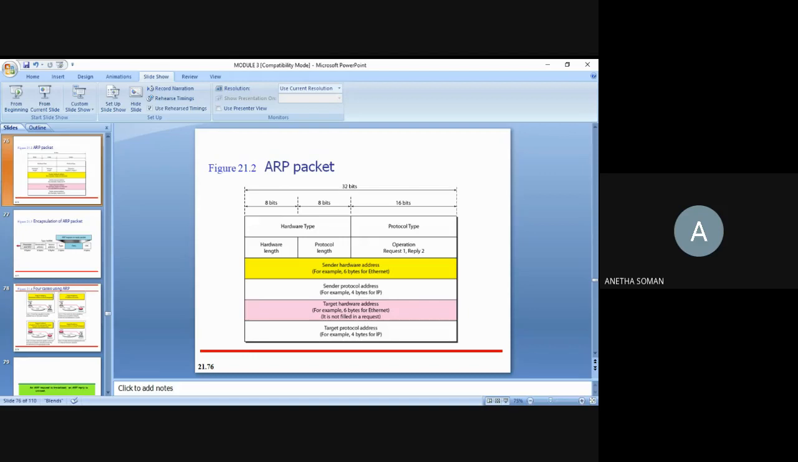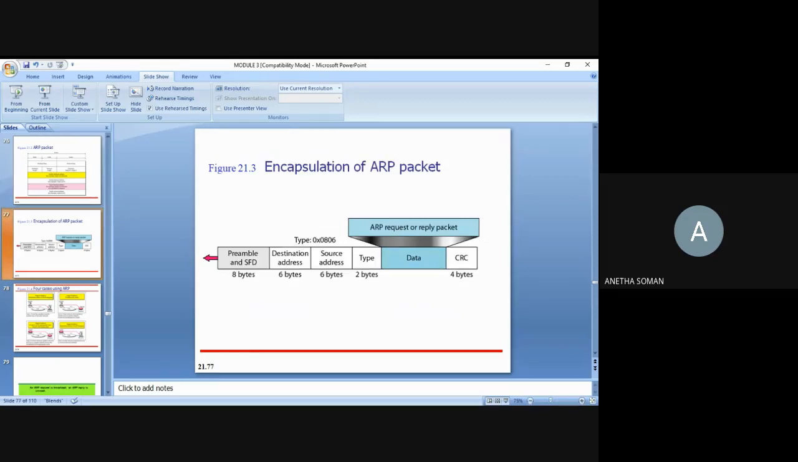So this is the frame format. Depending upon the packet, the target physical address as well as the IP address is put in that packet. So this is the packet format of the Address Resolution Protocol. Now, how it is encapsulated: at the data link layer, you call it a frame. The ARP packet is encapsulated directly into the data link frame. You can see in the diagram, you have different fields, and the data contains the ARP request or reply packets.